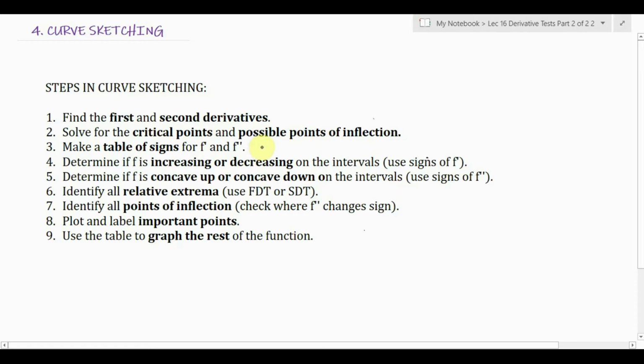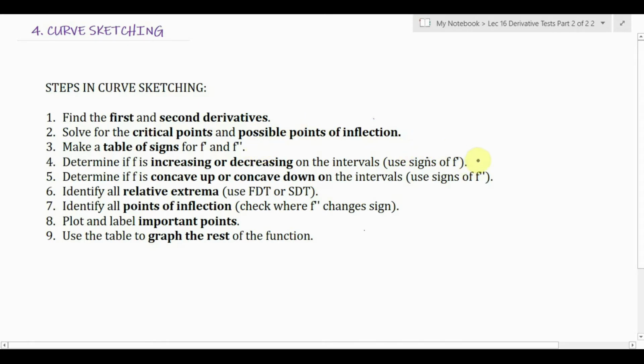Next, we make a table of signs for f prime and f double prime. So, in this case, pagsasamahin na natin sa isang table yung parehong signs ng f prime and f double prime. Hatiin natin yung interval natin based doon sa nakuha nating critical numbers and possible points of inflection.